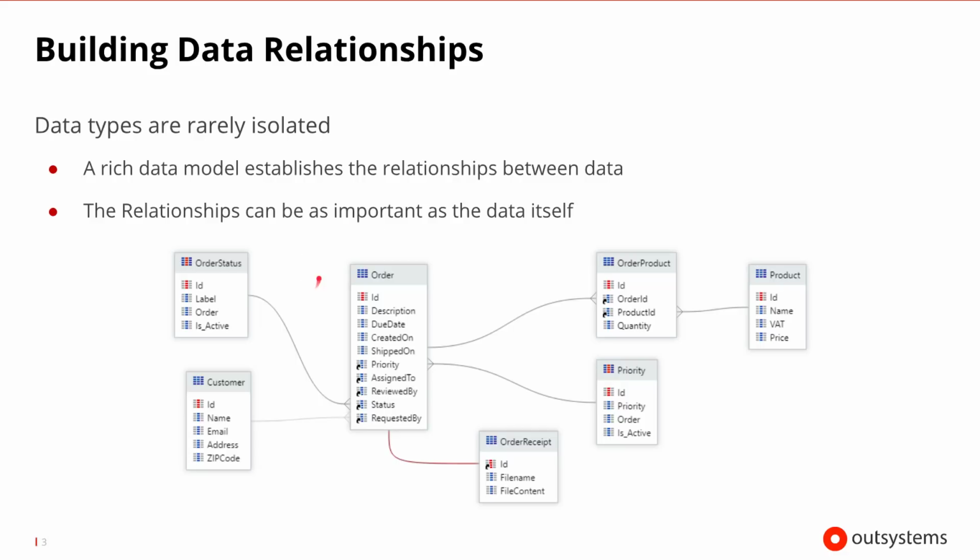So here we can see an example of a data model, and we might have a simple entity like customer that just has a name, an email, address, and a zip code. But it can have a relationship with something like an order. So customers can place orders, and a customer could actually place multiple orders. So here we have an order entity, which has a description, a due date, and lots of other attributes, and there's a relationship between the customer and that order. And obviously, from all the lines and the diagrams, we can see there are lots of other relationships between the order and many other entities as well. So we'll talk about these as we go through the session.